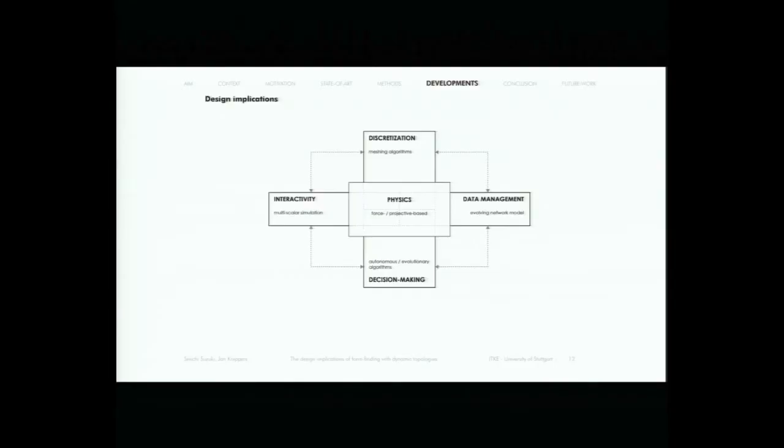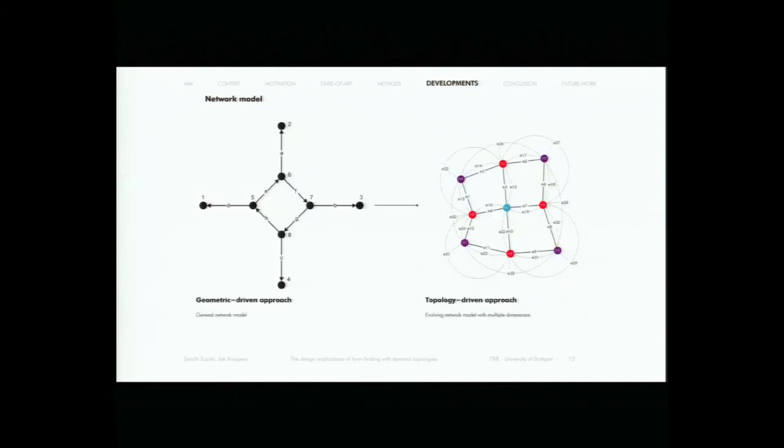In topology-driven form finding, the workflow is circular and recursive with highly interconnected design stages. These stages address the creation and management of data, the control of the rate of interactivity and accuracy of the simulation, and the taking of decisions in complex design spaces. Because of this, we can regroup in these stages the main problems that we need to face when confronting dynamic topologies. The first stage addresses the appropriate design of a data structure and network model.